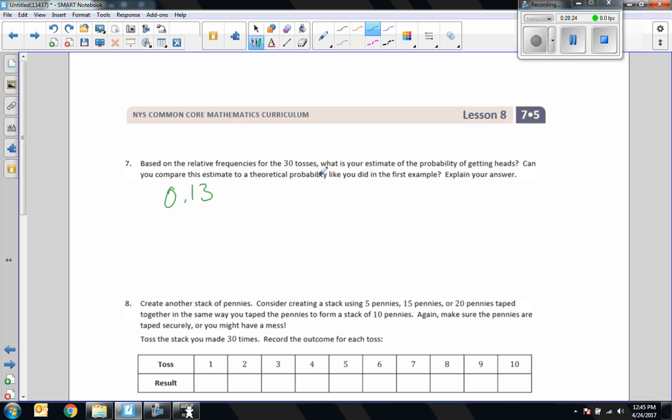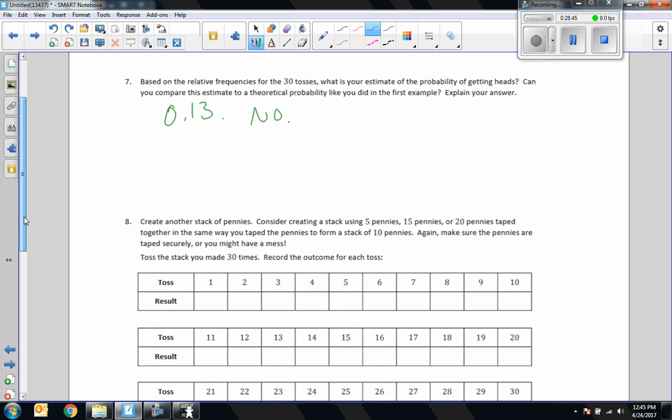Can you compare this estimate to theoretical probability like you did in the first example? Explain your answer. Here I would say no, because there's a greater possibility of it landing on its side. It's no longer a 50-50 chance. And since there are 3 outcomes, I don't feel that the side is going to be equally likely to occur with heads and tails, so I would not call it one third. That's all I'm going to say about that. That's just me.